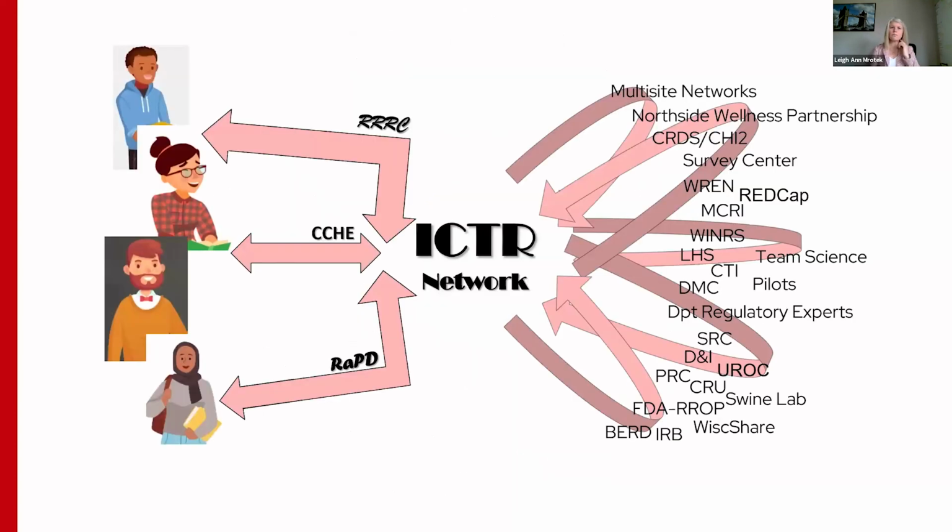Next slide. For example, if we take three of ICTR's groups in this network, the Recruitment and Retention Resource Center at the top, the Collaborative Center for Health Equity in the middle, and the Research and Protocol Development Program at the bottom, and we have them work together to help investigators, we can become a more full service investigator assistance group. We can be the link to the experts that investigators need to talk to in order to facilitate progress on their research studies. And we are doing this currently.